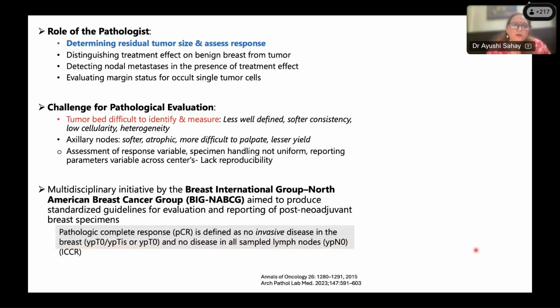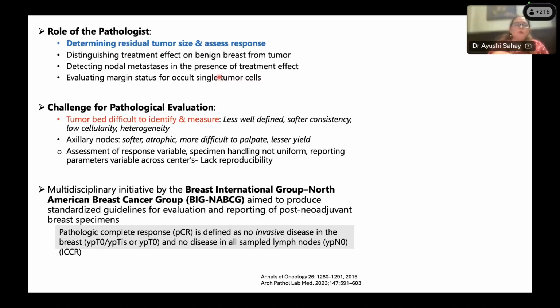Now, here the role of the pathologist is to determine the residual tumor size and assess response, distinguish treatment effect of the benign breast from tumor, and detect nodal metastasis in the presence of treatment effect. As I said, the nodes become very difficult to identify and assess microscopically in the presence of treatment effect, and evaluate margin status for occult single tumor cells, because what you see grossly might not be the same, the distances might be quite different at a microscopic level when you see the margins.